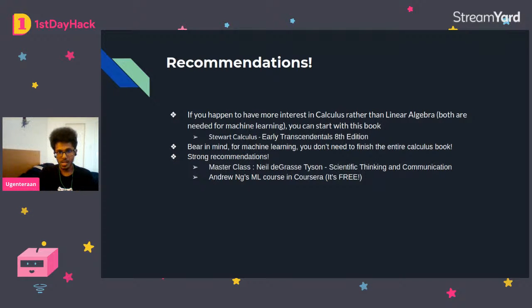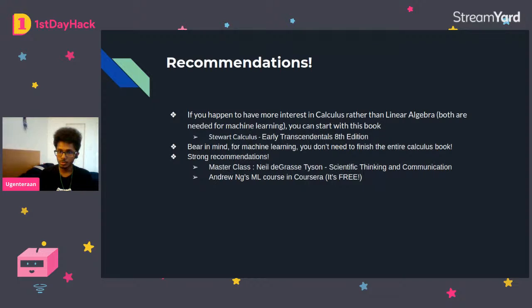So let me recommend some other stuff that can give you some sort of insight and preparation for your learning journey in machine learning, right? So some people might have more interest in calculus than linear algebra. Both of these are needed for machine learning, and you can actually start with either calculus or linear algebra. It doesn't matter, but it is recommended that you start with linear algebra first because it's often easier than calculus.